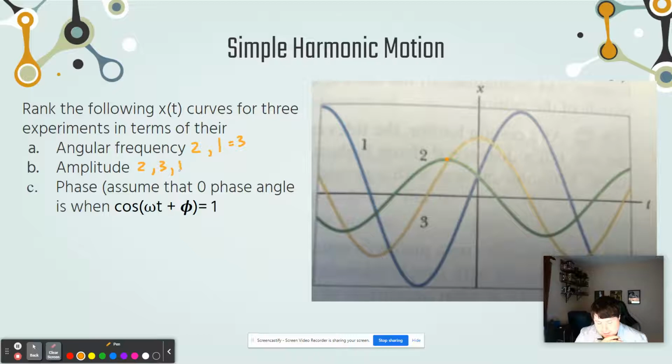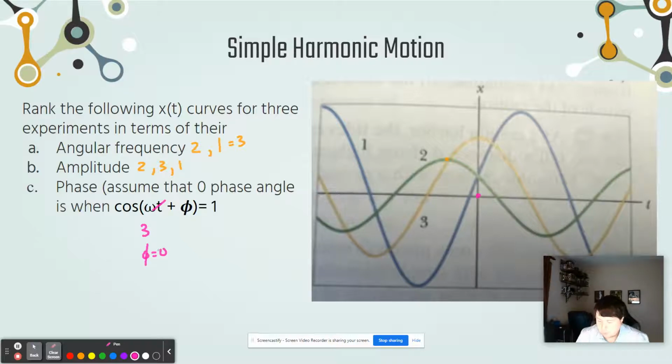So I brought in phase just to get us thinking here, though I'm going to introduce a fun little wrinkle: phase is difficult to rank from highest to lowest. We'll get to that in a second. It says, assume that 0 phase angle is when cosine of omega t plus phi equals 1. So if I'm looking at t equals 0, I can ignore this part here. If I want it to be 1, I would need a phi of 0. And so it looks like the only one that has its maximum there is the yellow curve. So I could say that 3 occurs at phi equals 0. That seems pretty standard there.